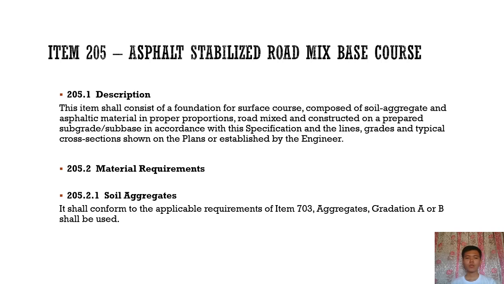Section 205.2 Material Requirements. Under the material requirements is subsection 205.2.1 Soil aggregates. It shall conform to the applicable requirements of item 703, which is aggregates. Gradation A or B shall be used.